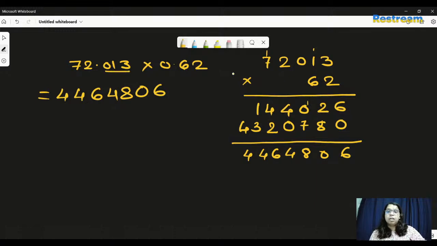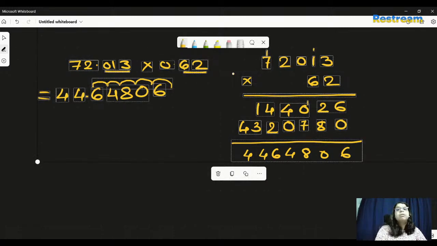Now we have 3 plus 2, 5 decimal places. So 1, 2, 3, 4, 5. So our decimal is going to come over here. Okay, does it sound good? Now, after this, we are going to switch to decimal division.